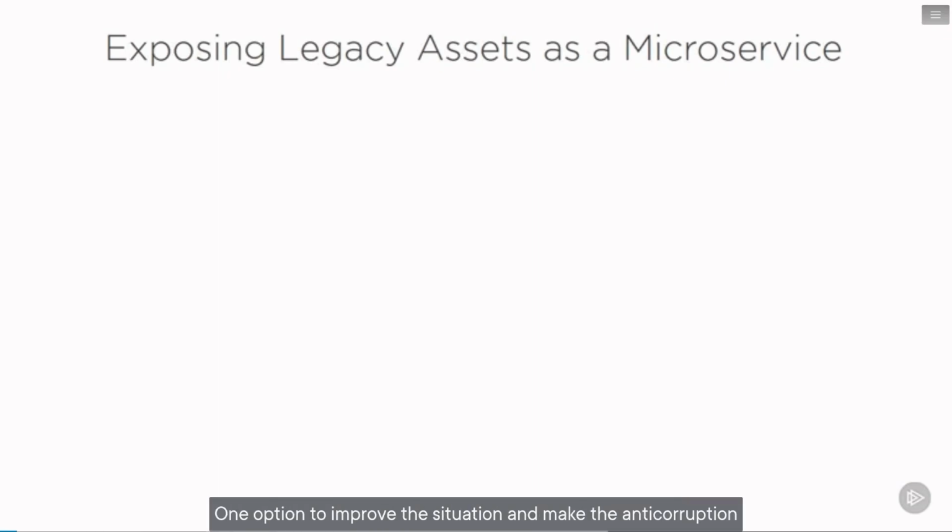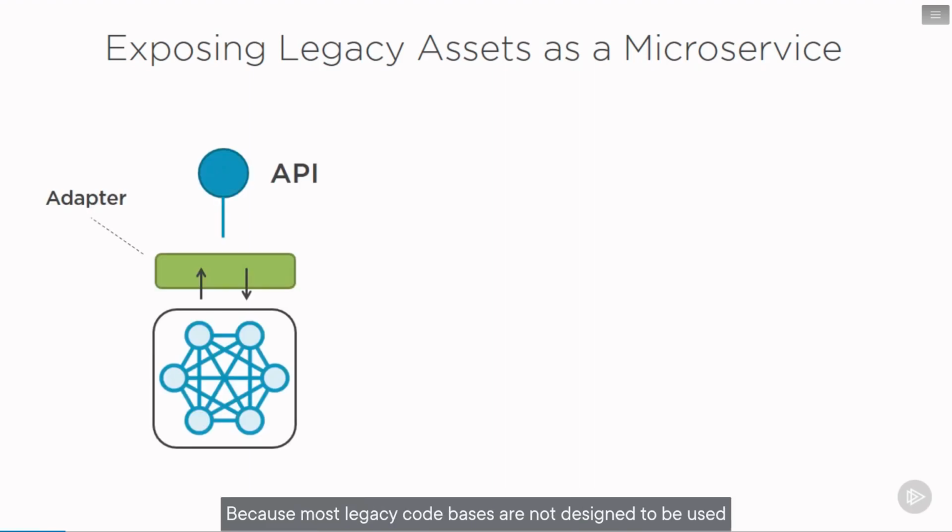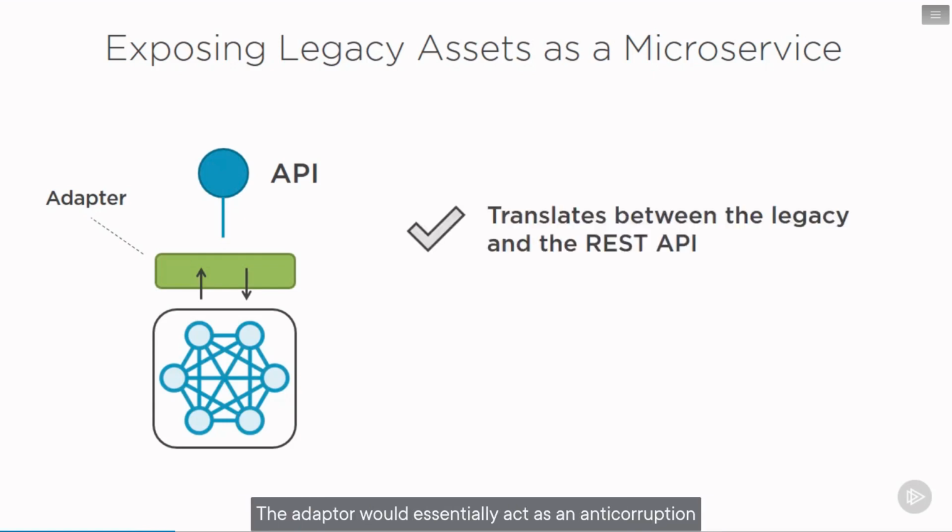One option to improve the situation and make the anti-corruption layer reusable is to expose the legacy application to other bounded contexts as a microservice. Here's how it could look. Because most legacy codebases are not designed to be used in scenarios with network communication, you would need to introduce an adapter on top of its codebase that would do that. This adapter will expose some JSON-based REST API that would work either with the legacy codebase or with its database directly, like in our sample application. The adapter would essentially act as an anti-corruption layer.